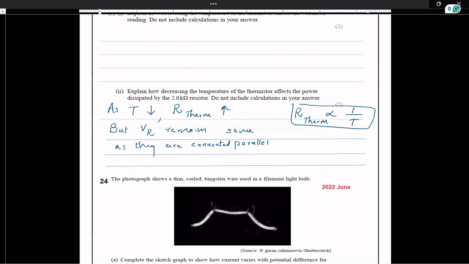How does decreasing the temperature of the thermistor affect the power dissipation? The power dissipated by the 2 kilo ohm resistor remains the same, because we have the equation power is equal to V squared over R. The resistance is the same for R, a fixed resistor. The voltage is also the same. Therefore, the power dissipated by the 2 kilo ohm remains the same.